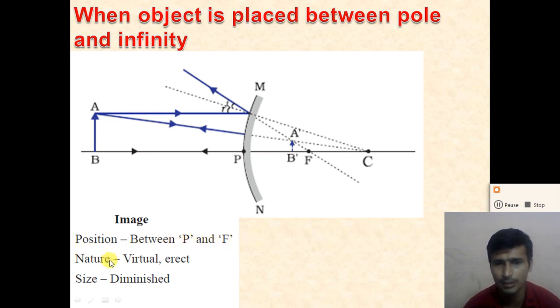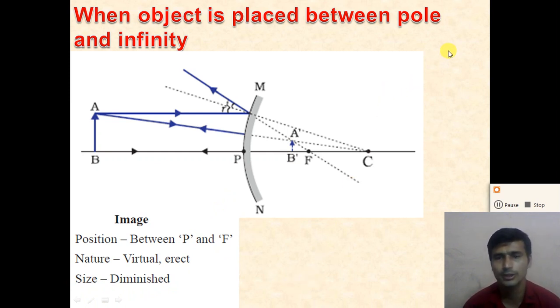The nature of the image is virtual and erect, right? So what type of image will be produced by a convex mirror? Virtual and erect image. Why? Because by extending these rays, we get the image. It will appear to meet at this point. So the virtual image will be created at this point, and the size of the image is smaller compared to the object, right? Diminished. That means smaller compared to the object.